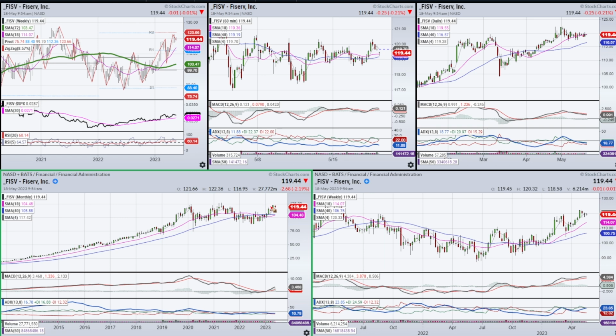It's a little early. I'd love to see this pull back or pause here and have these cup around a little bit more. But I think the bigger picture on this is really, really intriguing.